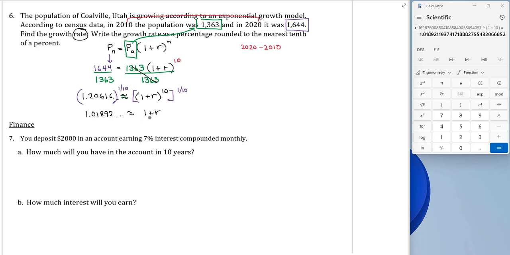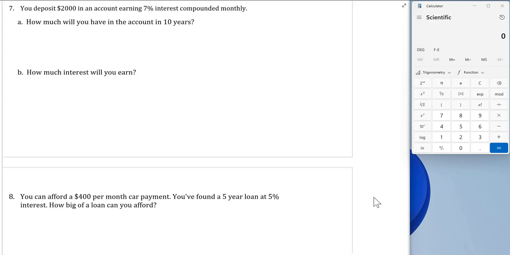At this point, we just have one more step. We want to solve for r, not 1 plus r. So I'm going to subtract the 1, leaving me 0.01892. But since I'm asking for a rate, we usually change this to a percent. So I'm going to say this is moving it 2 places or timesing by 100, 1.892%. And they asked me to round to the nearest tenth after I change it to a percent. So I'm going to say that's approximately 1.9%. So Colville, Utah, between those years was growing by approximately 1.9% per year.